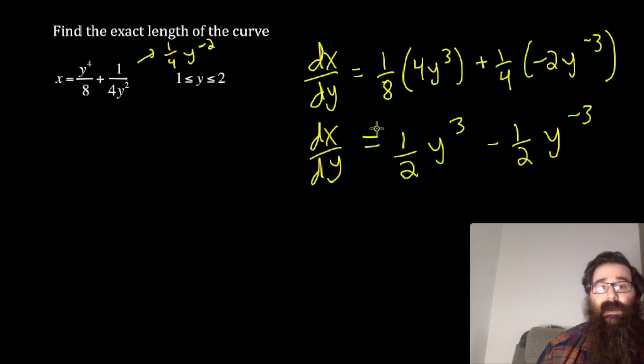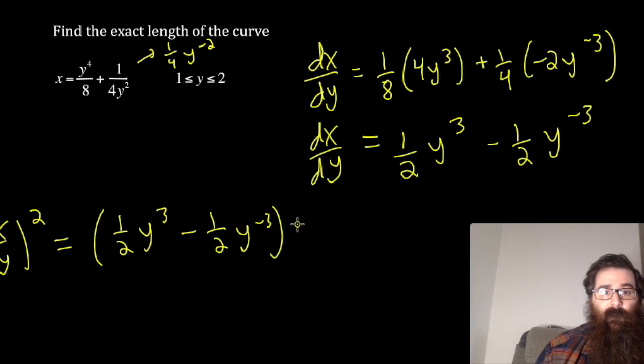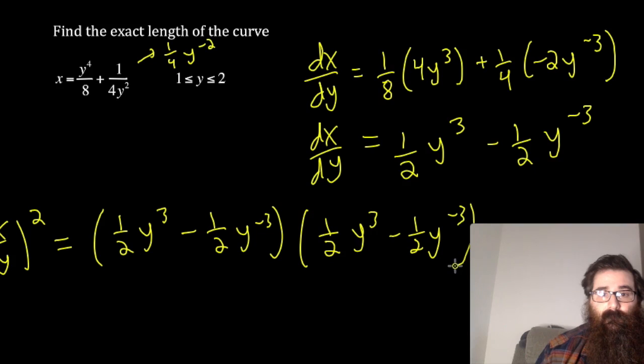But what I want to do next is square this. Since I have a binomial here, that means I really want to FOIL. So I might even just write it out twice: 1/2 y cubed minus 1/2 y to the negative 3, and I want to multiply that by itself. I want to square it. And then here we can work through FOIL.